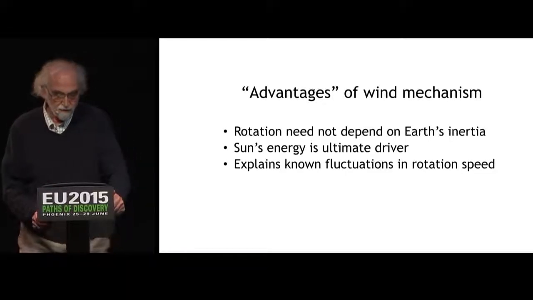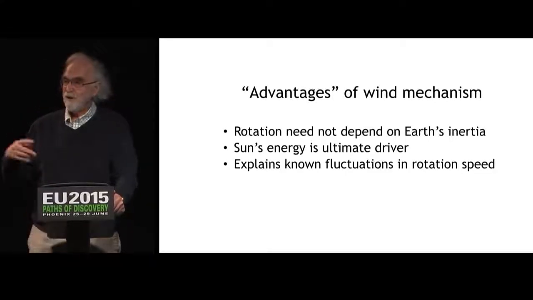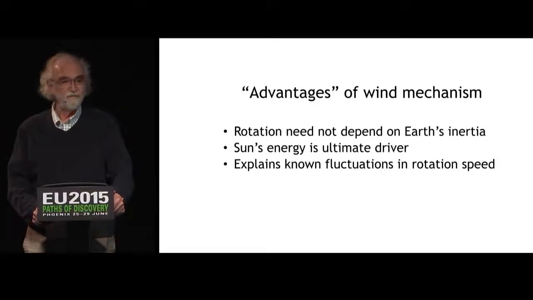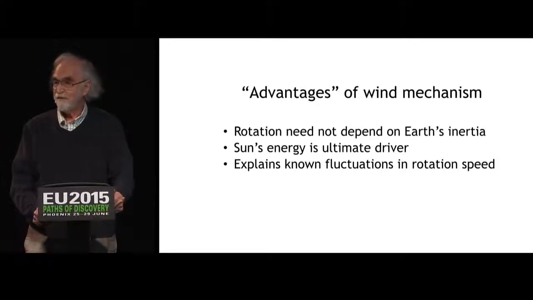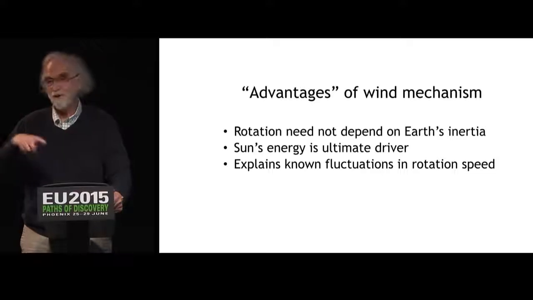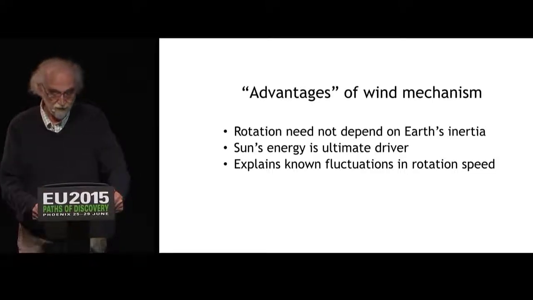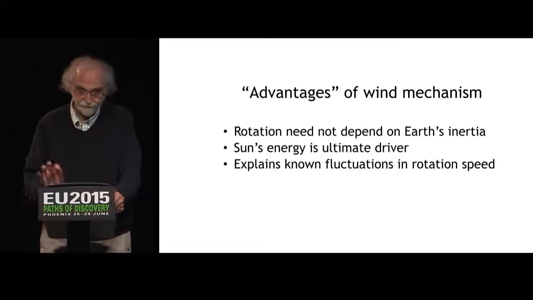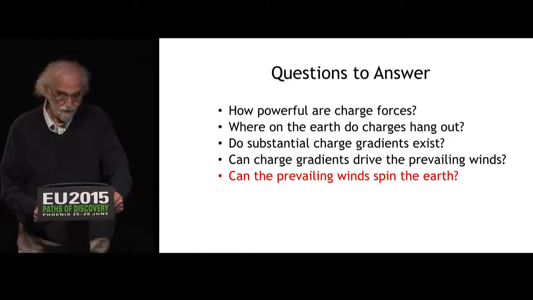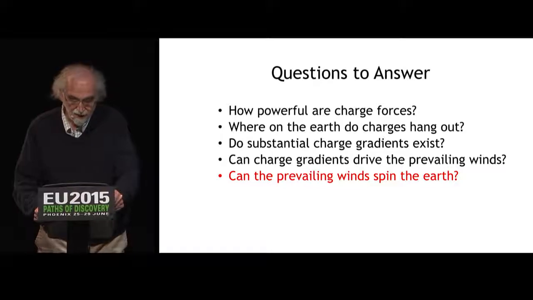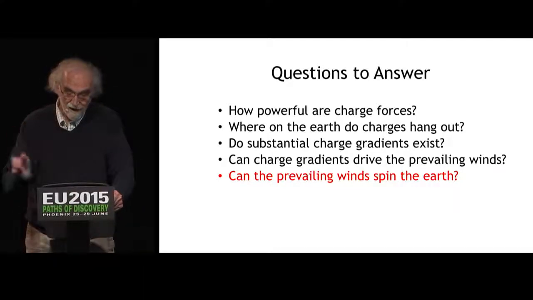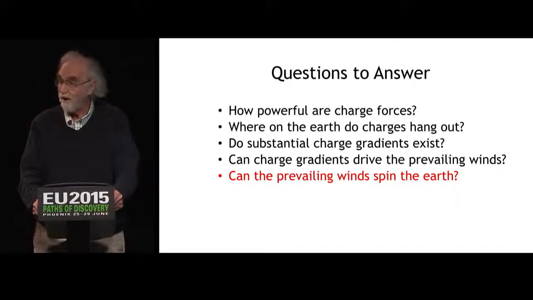It just doesn't do it by inertia. It's known that the rotation speed of the Earth is not constant. It fluctuates even by the day. If the Earth turned by inertia, there shouldn't be fluctuations. There are fluctuations, and so this can explain it. So the question is, can the prevailing wind spin the Earth? And I think the answer is possibly.